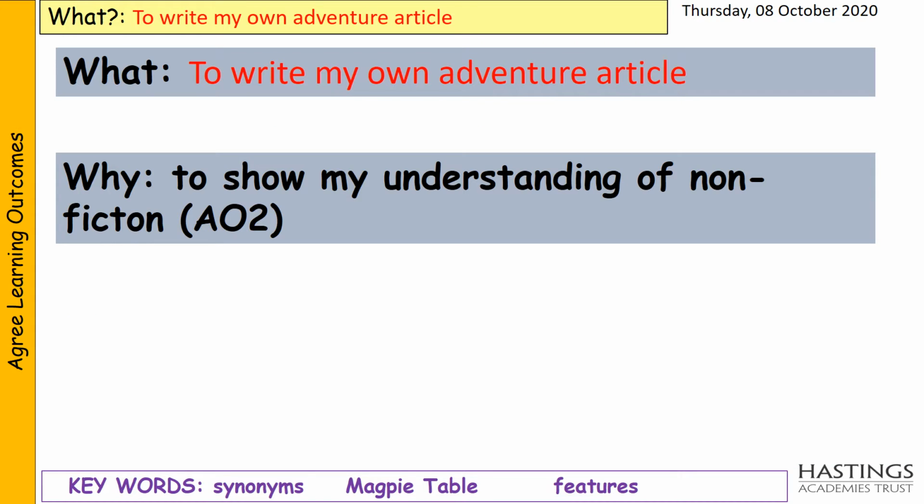Okay, so today we're going to be writing our own adventure article, and the reason we're doing this is that we looked at a couple of different articles last week, so it's an opportunity for you to show your understanding of non-fiction. So as you can remember, non-fiction is when someone writes about something that's true. So in this case, in the adventure article, it would be something that the writer actually did, something that actually happened to them.